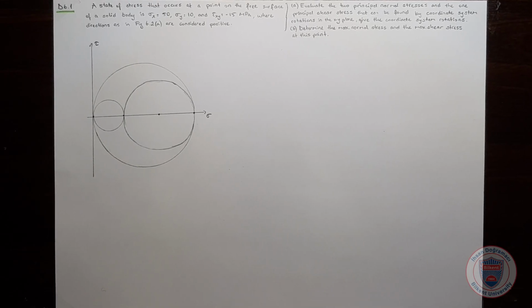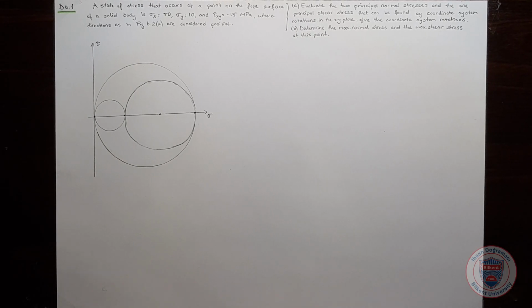A state of stress that occurs at a point on the free surface of a solid body is sigma x equal to 50 MPa, sigma y equal to 10 MPa, and tau xy equal to minus 15 MPa. In part A, our goal is to evaluate the two principal normal stresses and the one principal shear stress. Also, we want to give the coordinate system rotations. And in part B, we will determine the maximum normal stress and the maximum shear stress at this point. To solve this question, we will use Mohr's circle.